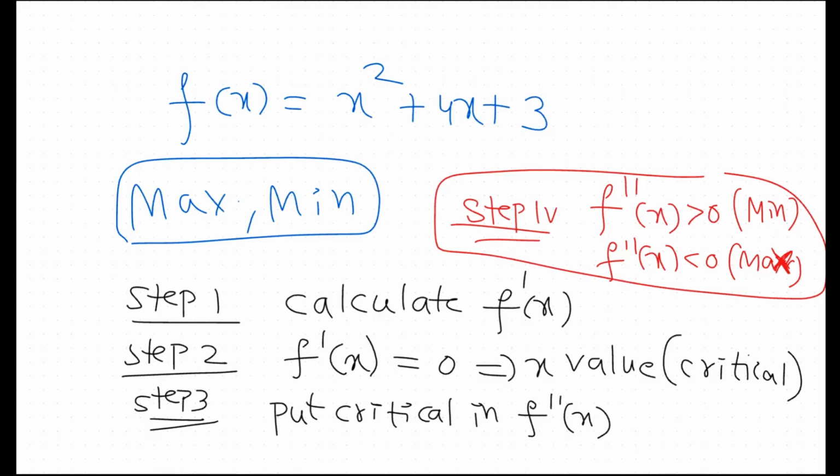F double dash x greater than 0 is minimum. F double dash of x less than 0 is maximum. Okay, then let's apply these points for the quadratic.